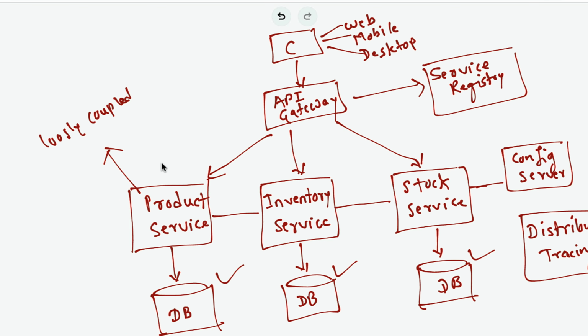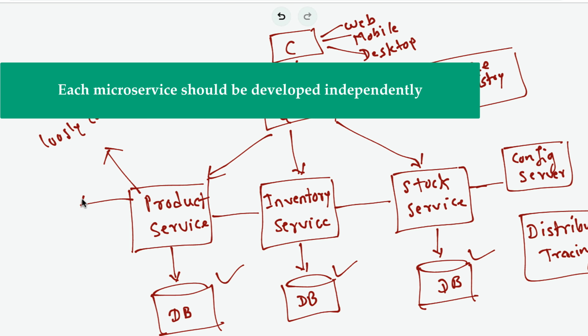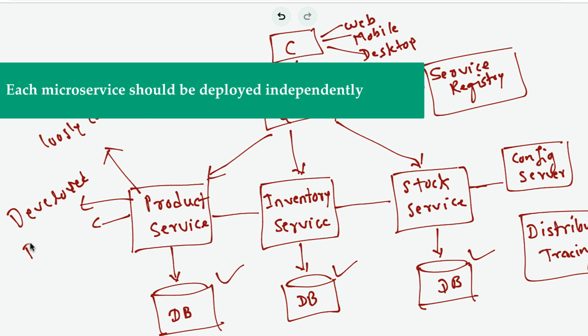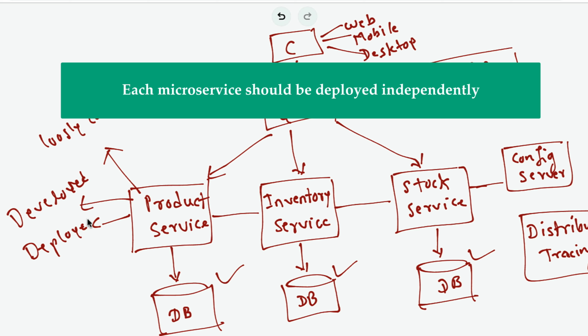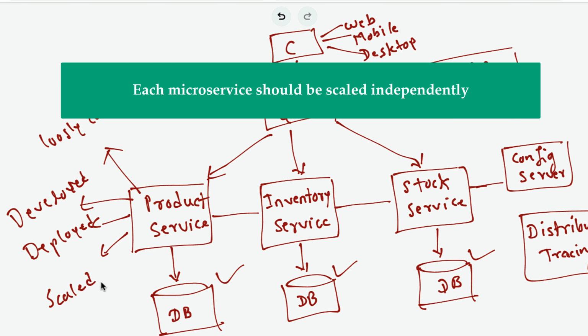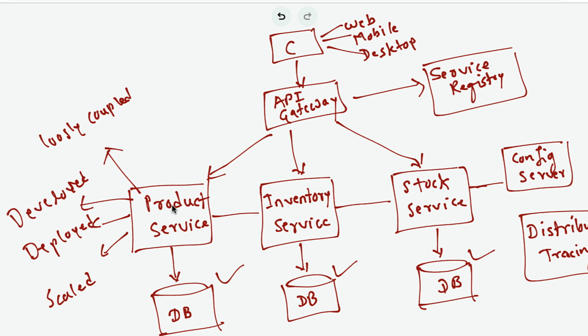Loosely coupled means all the services in a microservices project are independent of each other, and each microservice should be developed independently. Each microservice should be deployed independently, and each microservice should be scaled independently. So basically, each service will have its own database. Each microservice should be developed independently, deployed independently, and scaled independently.